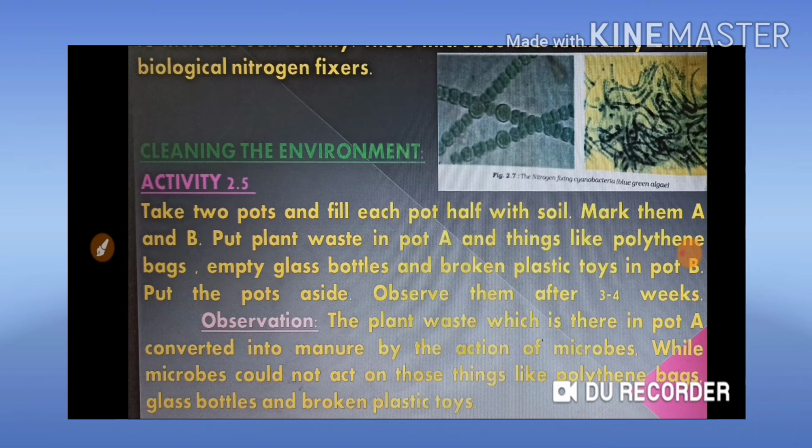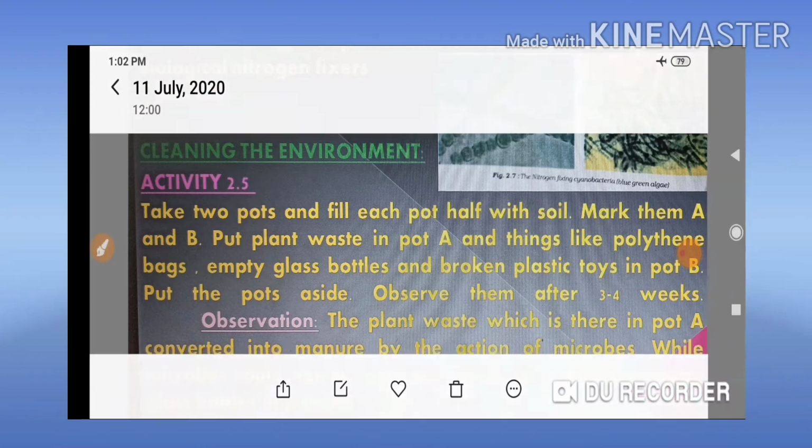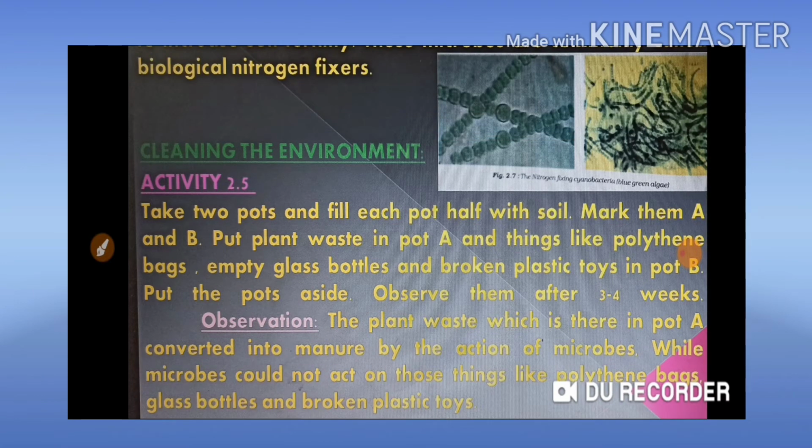Take two pots and fill each pot half with soil. Mark them as A and B, pot number A and pot number B. Put plant waste in pot A. What do we need to put? Plant waste like leaves and any other parts of the plants that fall near the stem. Collect these waste particles and put them in pot A.